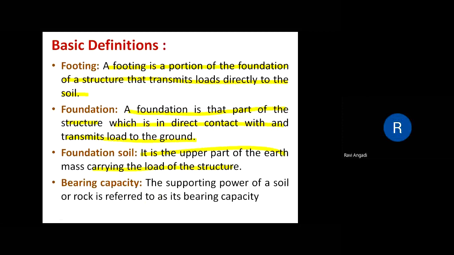Then coming to the bearing capacity. After defining some of the basic terms, footings, foundations and foundation soil, what does bearing capacity mean? The supporting power of a soil or a rock is referred to as bearing capacity. The supporting power of a soil or a rock is referred to as bearing capacity.